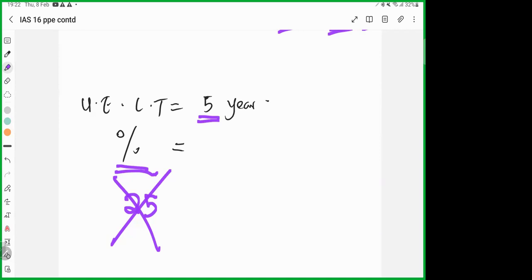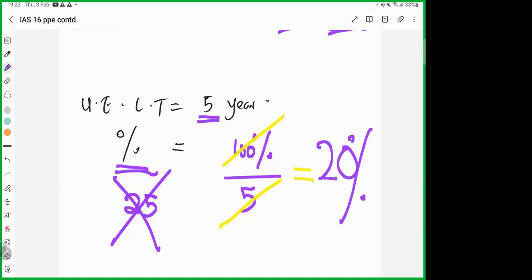20%. How do I calculate? See, the total amount that I need to depreciate is 100 in terms of percentage. Agreed or not agreed? And this 100% I need to depreciate over how many years? 5 years. So if you do a small mathematics here, 100 divided by 5, you get 20%.